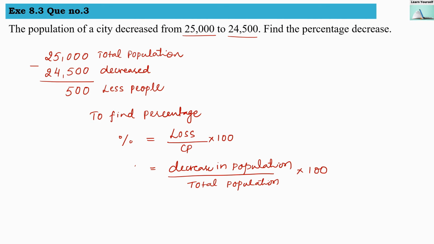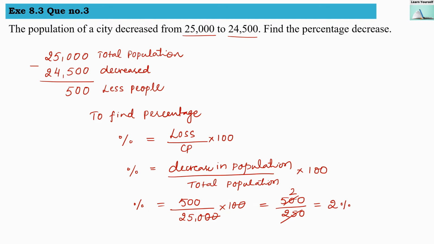So we will get to know here the percentage. So percentage will be equal to 500 divided by the total population 25,000 in multiplication with 100. So these 0s we can cancel off. Now we have 500 divided by 250. So this will give us 2. So 2% was the decrease in population.